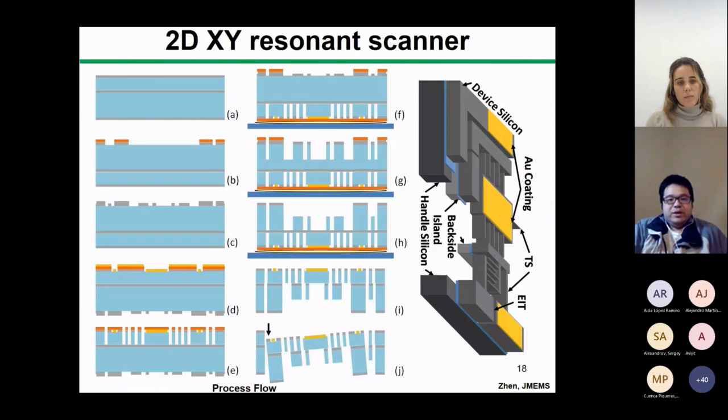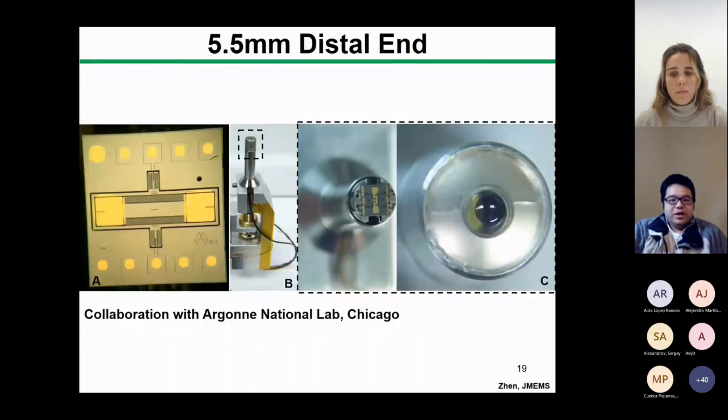And furthermore, we also developed 2D imaging with a 2D scanner, or even a 3D scanning system. And this is the 2D scanner we are developing with MEMS on silicon wafers. Usually we develop on 6 or 4-inch silicon wafers with a high yield. So you can potentially miniaturize this to less than 5 millimeters at the distal end with this tiny chip. This is developed in Europe. We collaborate with Argonne National Lab in Chicago, but the fabrication was done in Switzerland, in Europe.